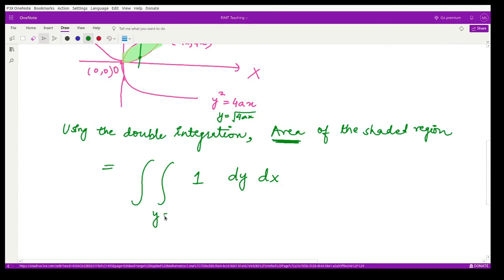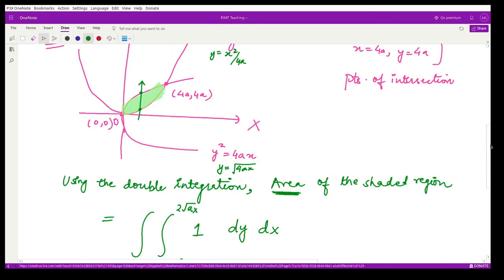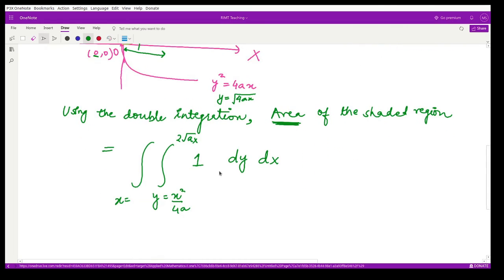So the lower limit of y is x square by 4a, and the upper limit here is 2 square root ax. I have taken out this 4 outside the square root. And what are the limits of x, the minimum and maximum limit of x? Within this region, x is varying from here to here. The value of x here is 0, and the value of x here is 4a. So your constant limits of x would be 0 to 4a.